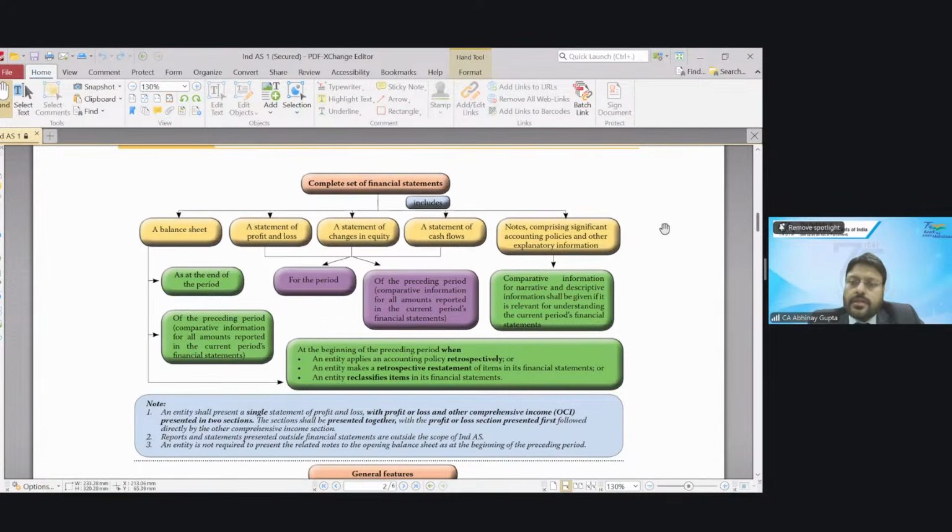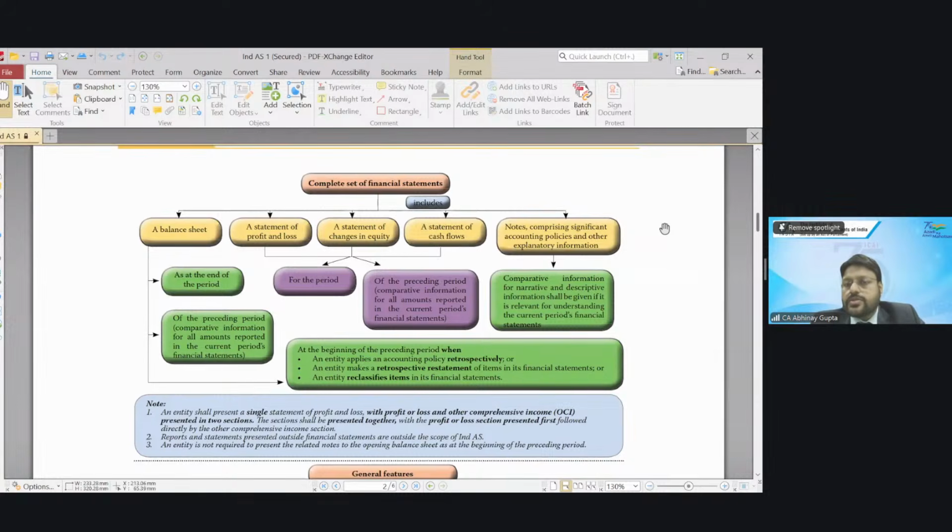And lastly, the notes comprising significant accounting policies and other explanatory information. So what are we going to present in the notes? All the detailed disclosures required by all the Ind AS which we have followed while preparing the financial statements will form part of these notes to accounts. And we have to present our accounting policy choices. So what do we mean by accounting policy choices? For example, under Ind AS 16, you have the option either to follow the cost model or the revaluation model.